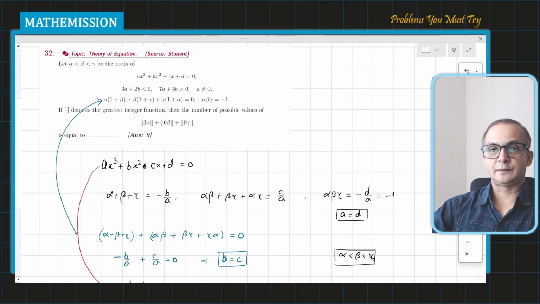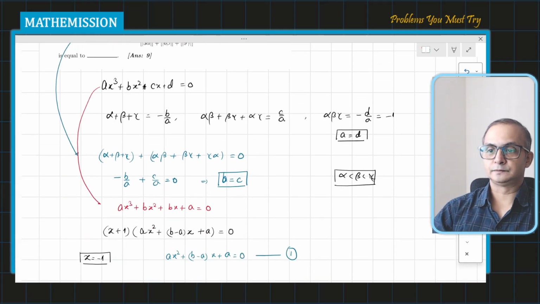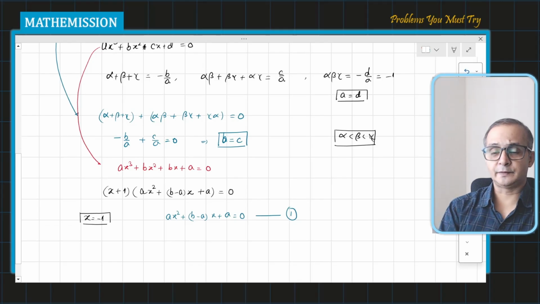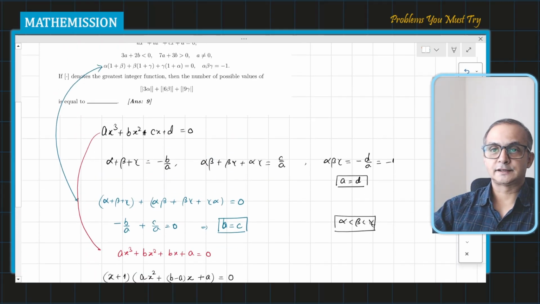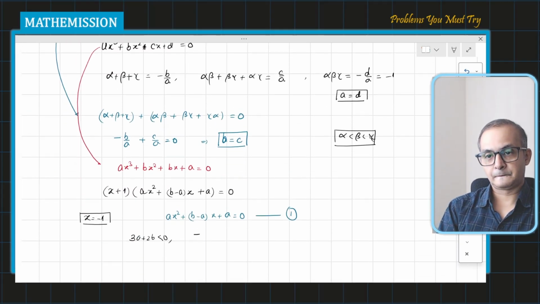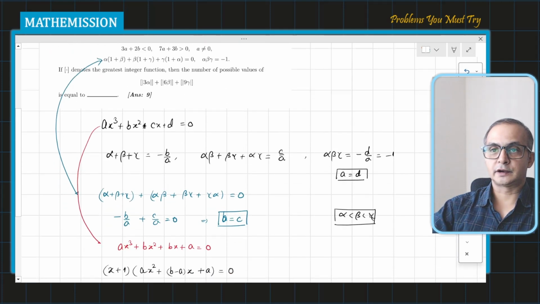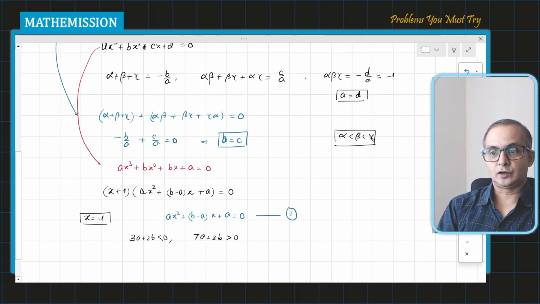So I have 3a plus 2b lesser than 0. So this is the correct time. Here I have 3a plus 2b lesser than 0, and the second one is 7a plus 3b greater than 0. And also notice that a not equal to 0. This is important, a not equal to 0.